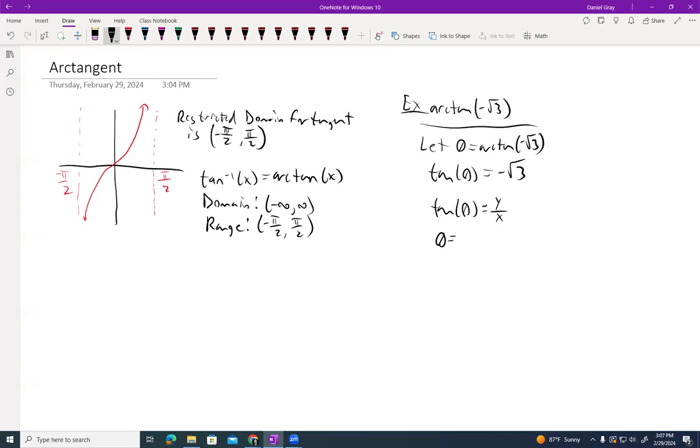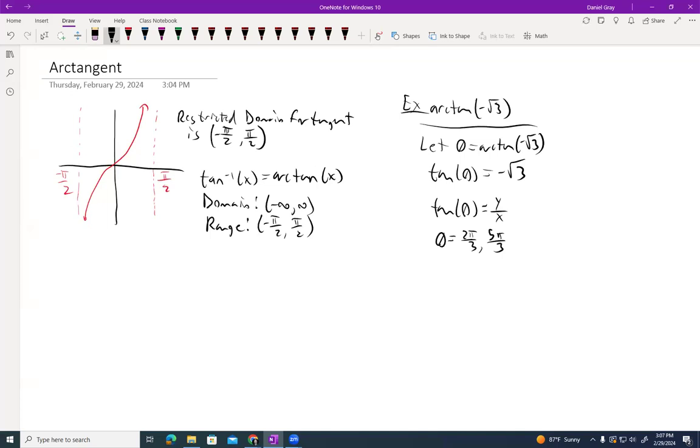So that might be something you want to do ahead of time: come into class with y divided by x already simplified for each one of your 16 special angles. And so where does tangent of theta equal negative square root of 3? That turns out to be the case at theta equals 2 pi over 3 and at theta equals 5 pi over 3. Those are the two angles where that happens.